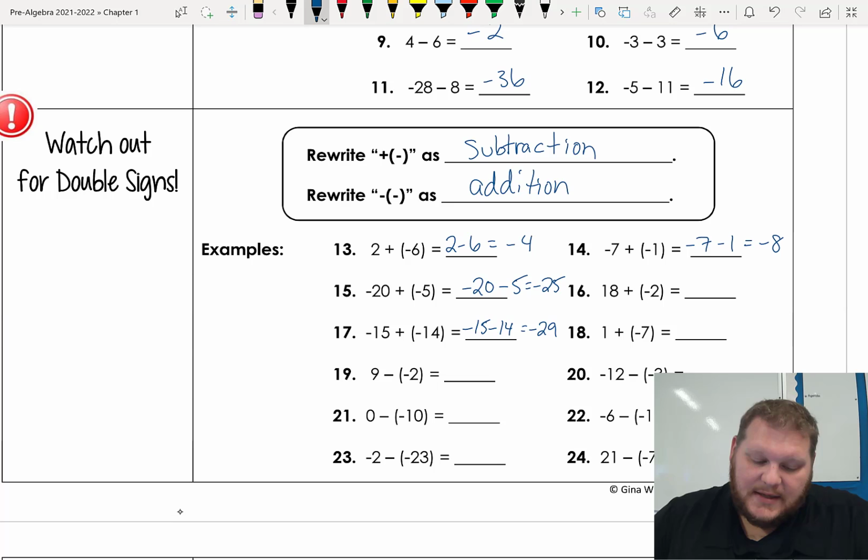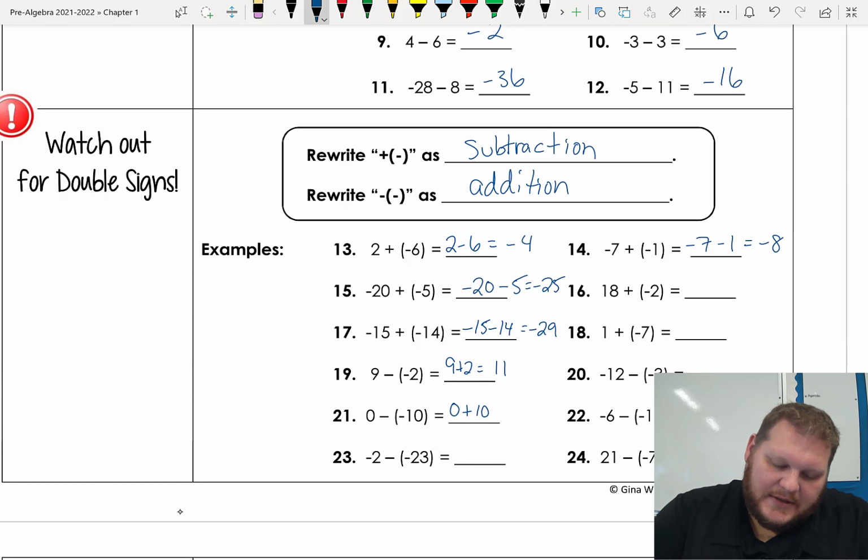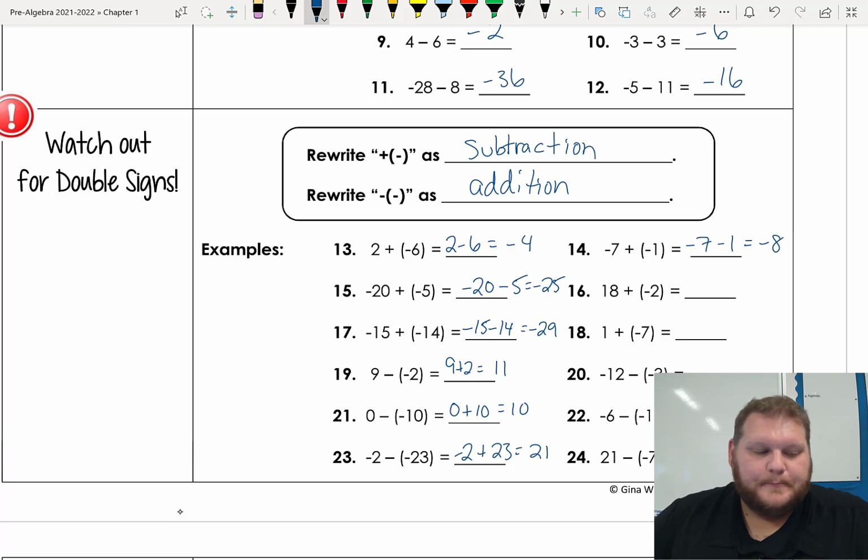Now, when we get into number 19 and beyond, we're subtracting negatives, which again, if we subtract a negative, that's like adding a positive. So this is the same thing as 9 plus 2, which is 11. 0 plus 10, which is 10. And negative 2 plus 23, which is 21. I'm just going to put the answers up on the rest of these. If you want to check your answers, go ahead and pause the video real quick and test yourself. But we should have gotten 16, negative 6, negative 9, 13, and 28.